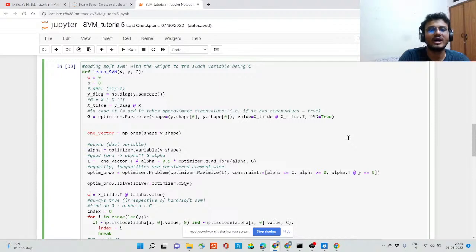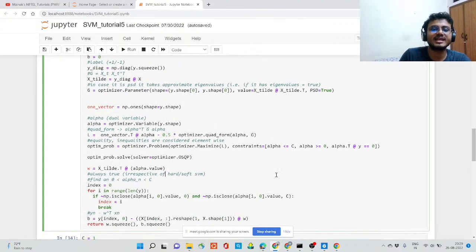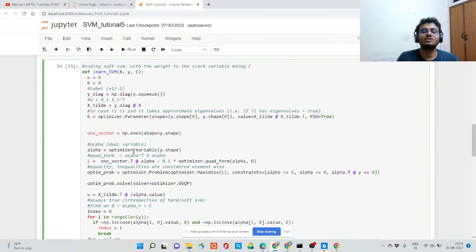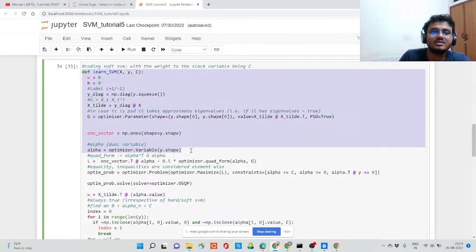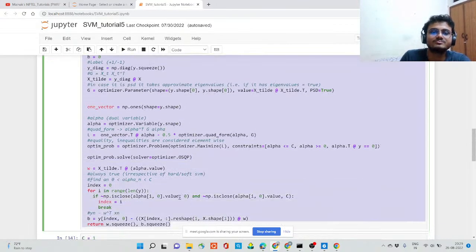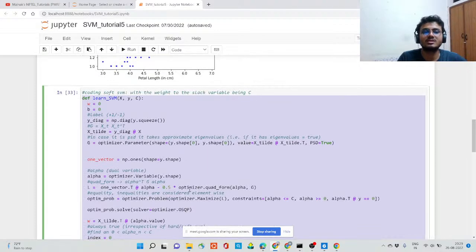So now you set w as x tilde alpha, and b as I was saying, if alpha is a support vector, this sets the support vector. You can clearly see we are not creating any object of this SVM here. I told you, I'm coding SVM from scratch. So you are not using a ready-made library function of SVM. I'm just doing it from scratch.